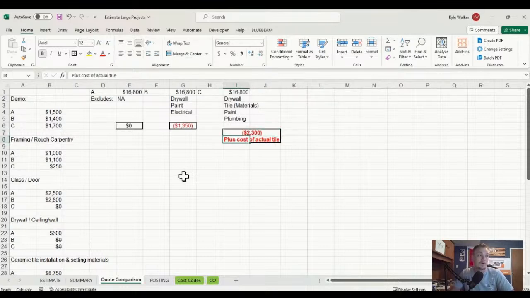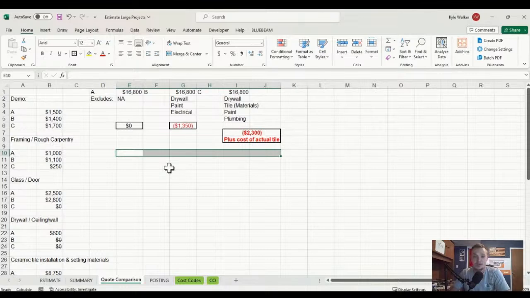So even though we're all at $16,800 for the same exact bathroom, you're not getting the same quality. You're not getting the same scopes of work encompassed. Now, when you get your scope of work, and if your contractor doesn't provide a scope of work, I would absolutely ask for it.